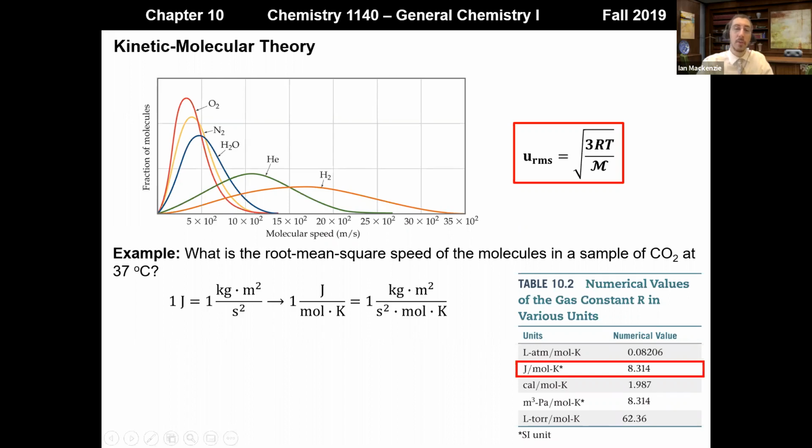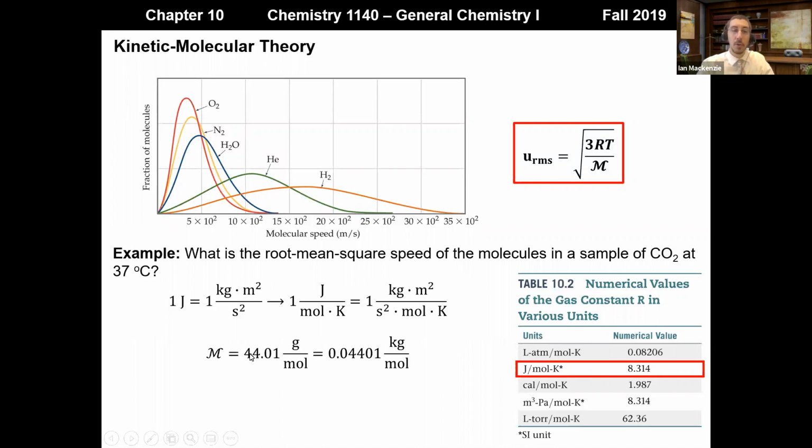The reason that I want to use the joules per mole Kelvin is that the final units that I want to come out with are meters per second. I need to have some unit that will allow me to relate things in terms of it that has meters and seconds in it, and joules does. So 1 joule is actually 1 kilogram meter squared per second squared. And so as a result, 1 joule per mole Kelvin would be 1 kilogram meter squared per second squared times mole Kelvin. So this will be the unit that I substitute in with the 8.314. Let's see how this works.